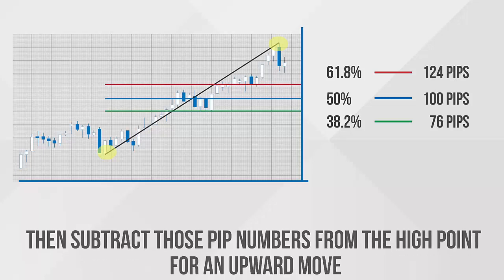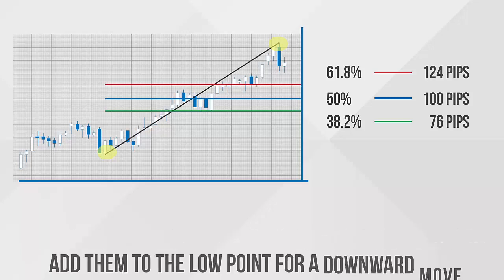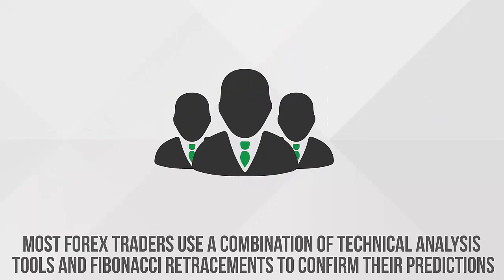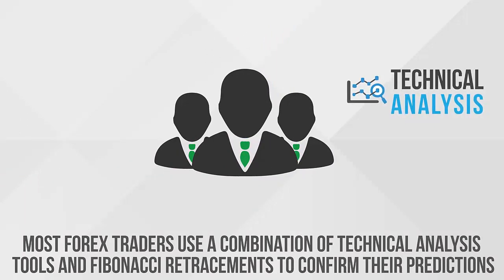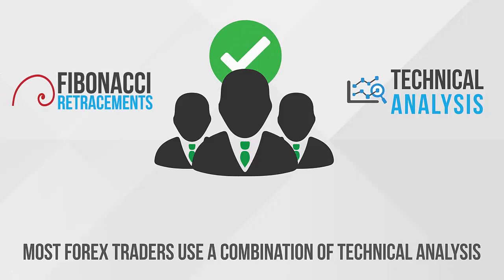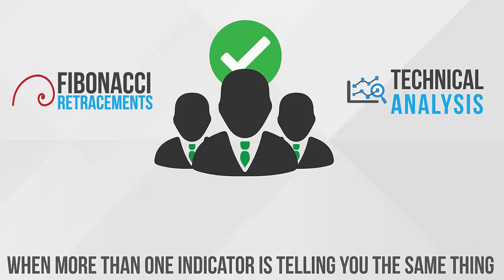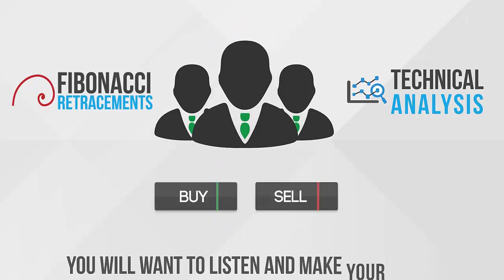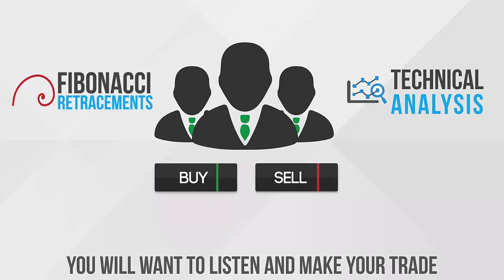Then you would need to subtract those pip numbers from the high point of an upward move, or add them to the low point for a downward move. Most Forex traders use a combination of technical analysis tools and Fibonacci retracements to confirm their predictions. When more than one indicator is telling you the same thing, you will want to listen and make your trade.